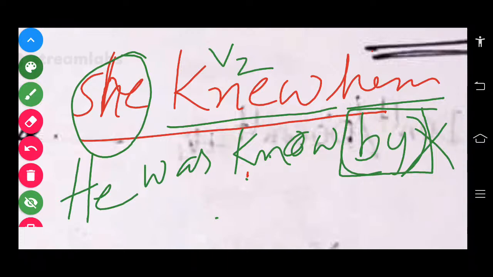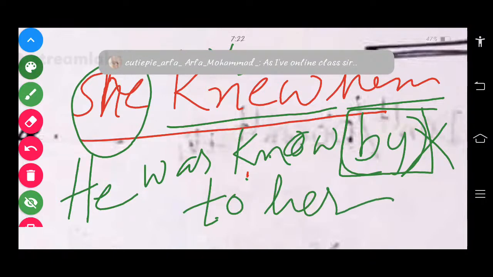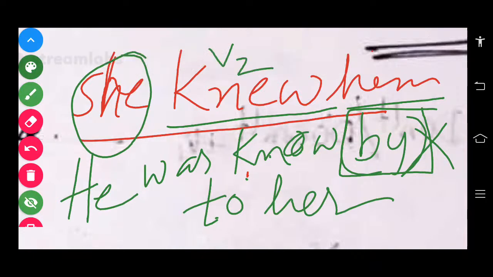So instead of "by", someone already answered me with "to": to her. He was known to her. He was known to her. This is the correct sentence. Sucharita, there is a bit of a mistake, a bit of the sentence has to be changed. That's it, no problem.